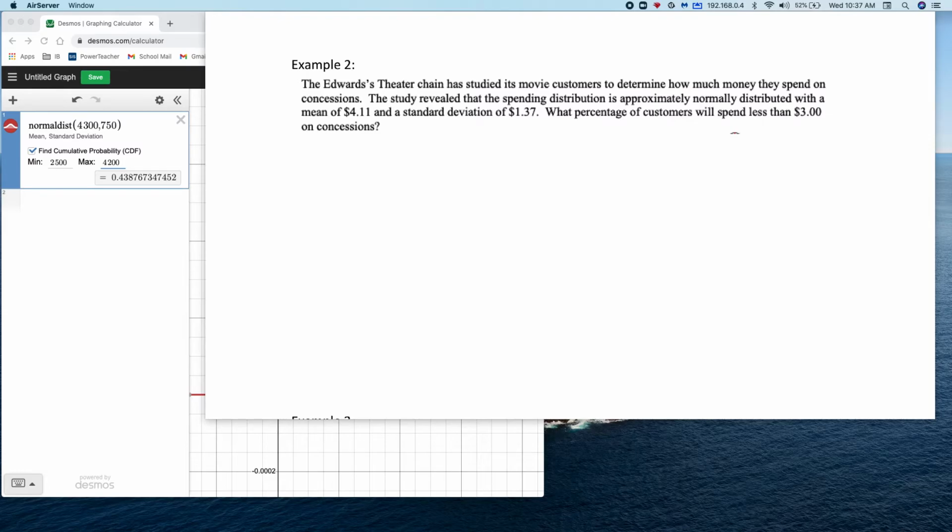Take something like the Edwards Theater chain in this one. So you can keep on going. We can do this one too. You look at this one and it says, here we are with a mean of $4.11, standard deviation of 1.3. We know it's normally distributed. Perfect. We know we can draw a normal curve. We know our normal curve is going to look like this. We know it's a normal.